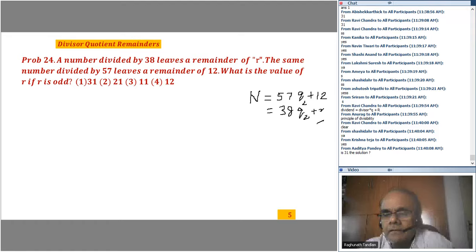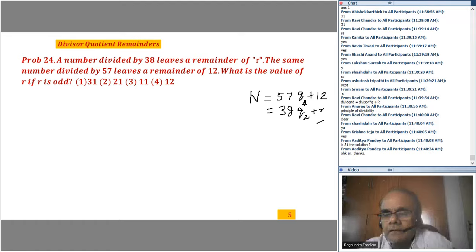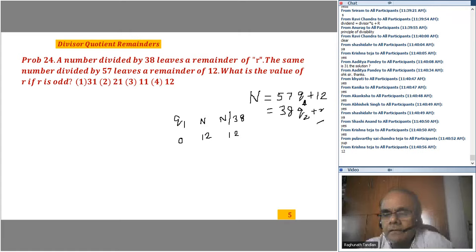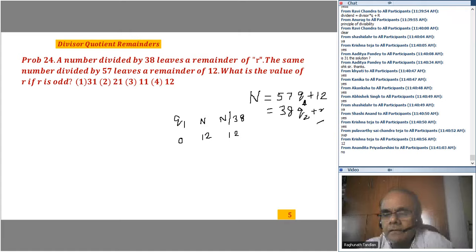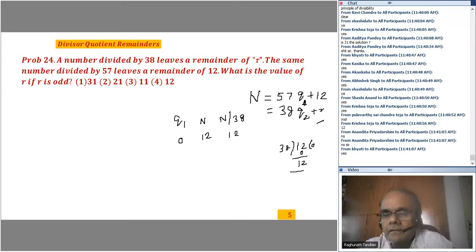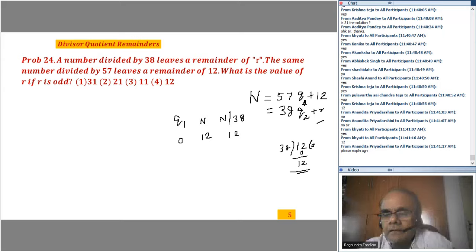The idea is, when Q1 changes, what happens? If Q1 is 0, what's the number N? 12. Are we clear? If Q1 is 0, N is 12. When N is divided by 38, what's the remainder? 12 will be the remainder. When I divide 12 by 38, I get 0 as quotient, and the remainder here is 12. Are you clear now?